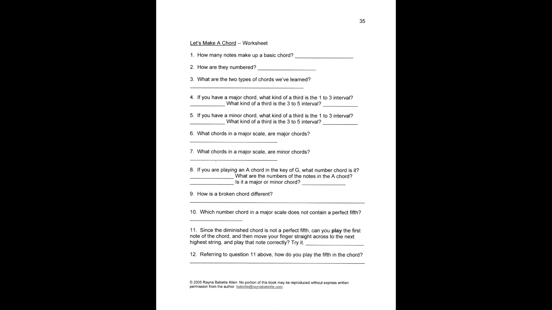Okay, I've chosen to try it in the key of G, which means the 7 note is an F sharp. And if I play straight across for a perfect fifth, I get a C sharp. But is there a C sharp in the key of G? No, there isn't. There's only one sharp in the key of G, which is F sharp.